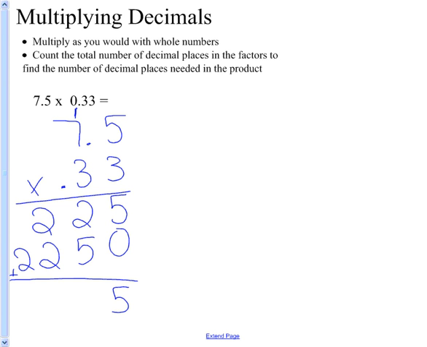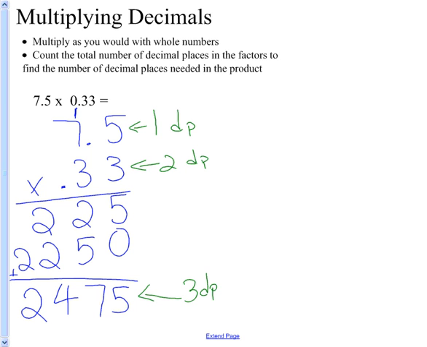5 plus 0 is 5. 2 plus 5 is 7. 2 plus 2 is 4. And bring down my 2 here. I have 1 decimal place in my first factor, 2 decimal places in my second factor, which means I need 3 decimal places total in my product. So the answer you should have got is 2.475.